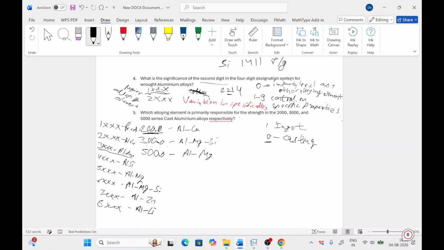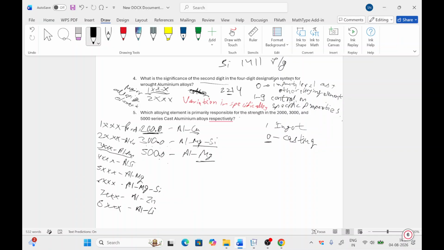So in this, the primary alloying element is copper. In this, we have magnesium silicon, and for the 5000, we can say also, aluminum magnesium is the major alloying element. So these alloying elements form some type of precipitates if we do aging to these alloys after casting.